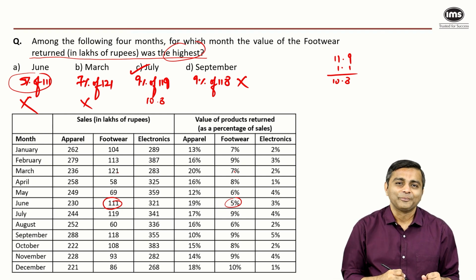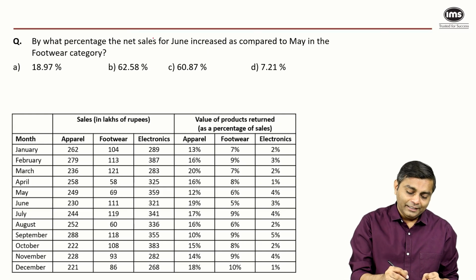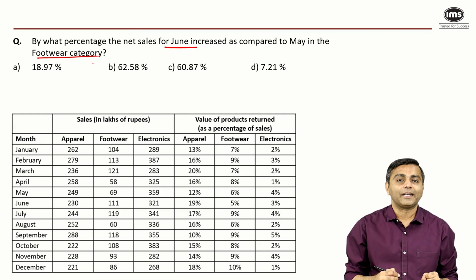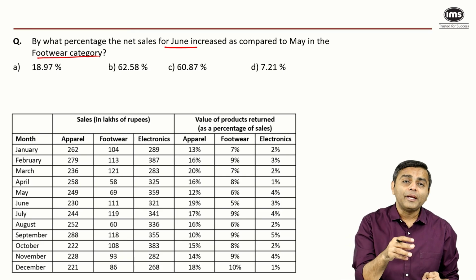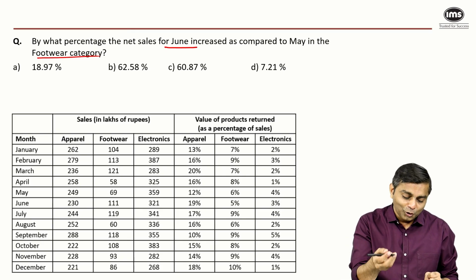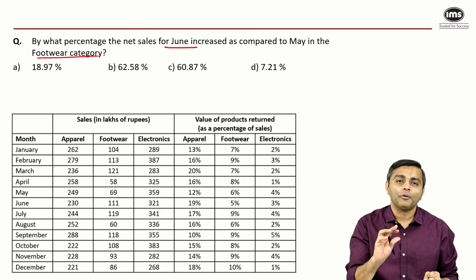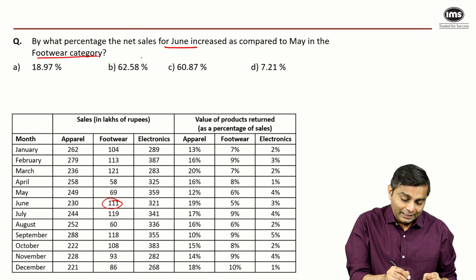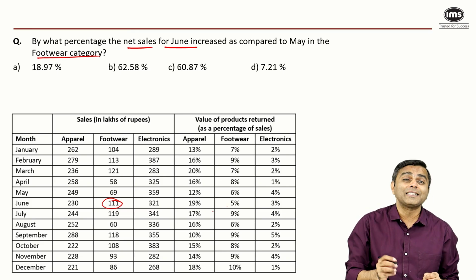Okay. Let's see the next question now. By what percent the net sales for June increased as compared to May in the footwear category? So, June of footwear upon May of footwear, we want to find how much percent is the increase. So, June of footwear is 111, and they've said net sales, out of which 5% was returned.